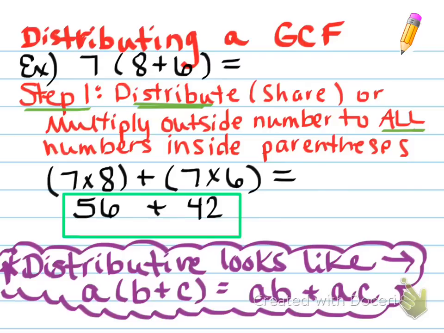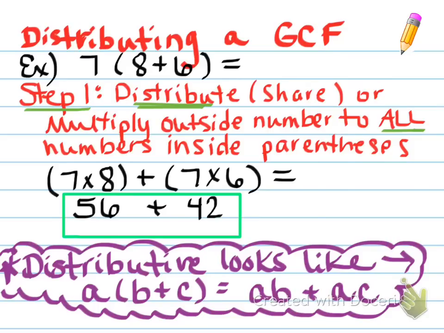Distribute or share, basically you are multiplying the outside number to all of the numbers inside the parentheses. In this example, there's 2. There could be examples where there's 3 or more numbers inside the parentheses. You must share that number on the outside with everything inside the parentheses. So this is what it would look like.